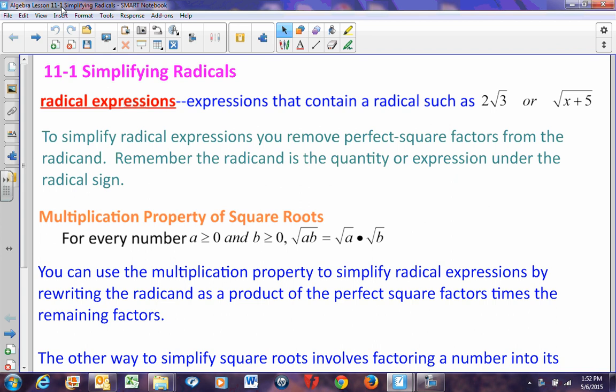That would be the thing underneath the radical sign. Remember that the radicand is the quantity or expression under the radical sign. There, look, I'm repeating myself.